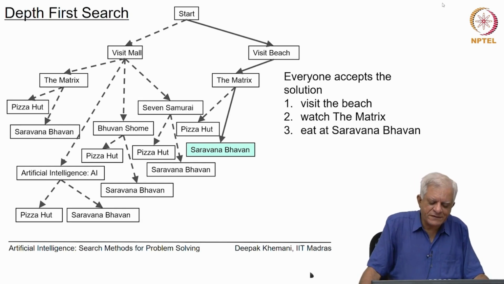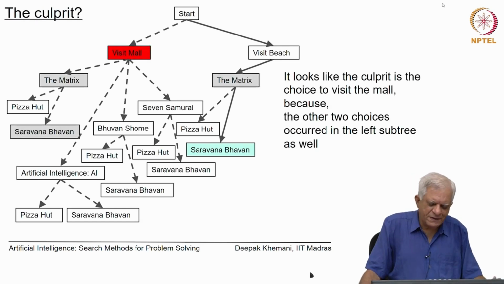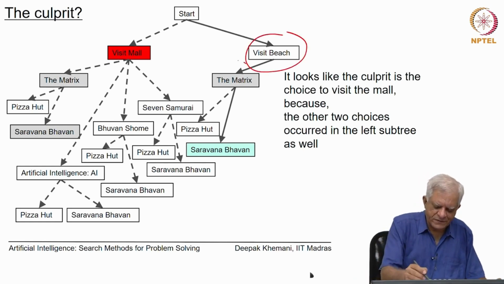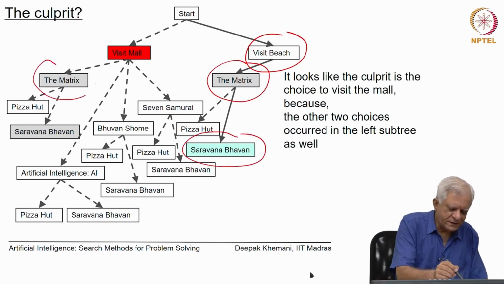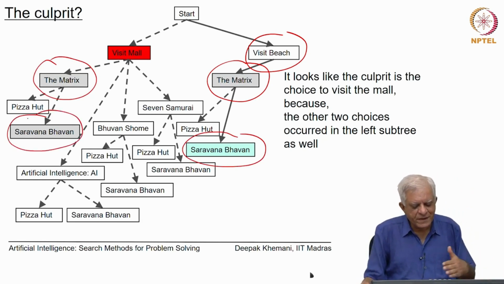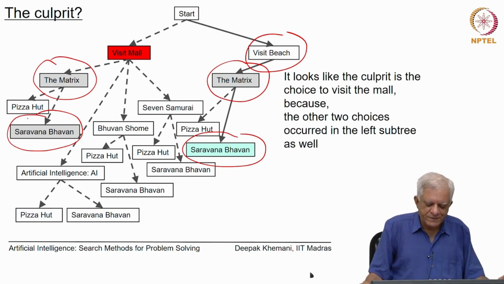Now, if you look at this space that you have explored carefully, you would see that probably the culprit choice was the mall essentially, because if you look at the solution that we have looked at, which is to visit the beach, see the film Matrix and go to Saravana Bhavan, of these, the Matrix and Saravana Bhavan were there earlier also, and the only thing that changed from the rejected plan to the accepted plan is that there was a mall visit. So, maybe that is a culprit, but searching the space using depth first search does not allow you to identify that.